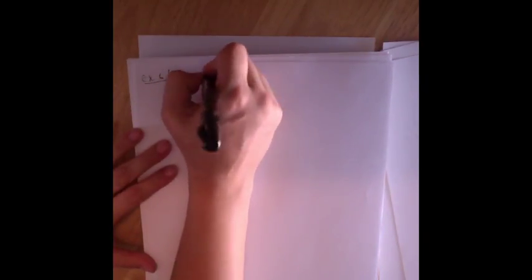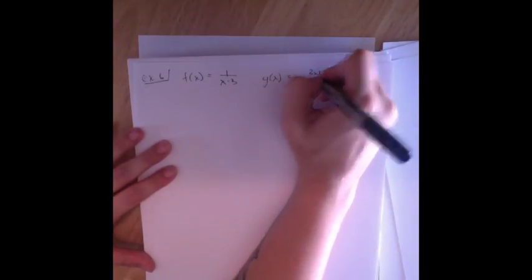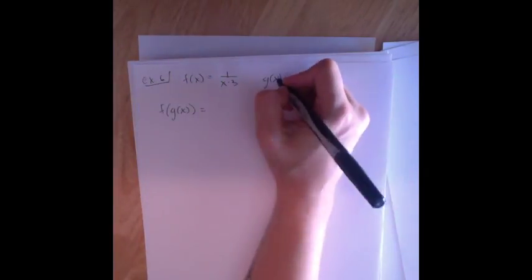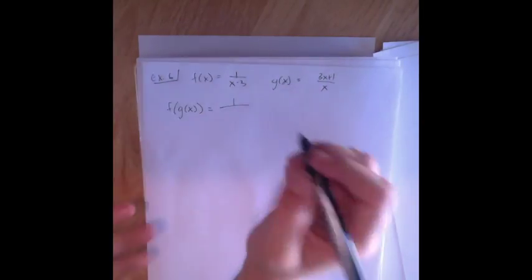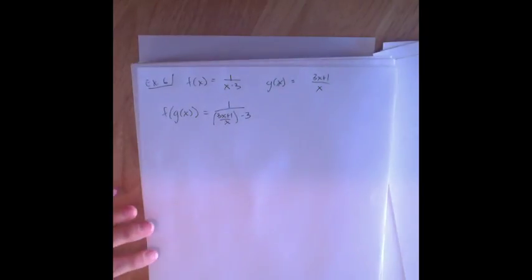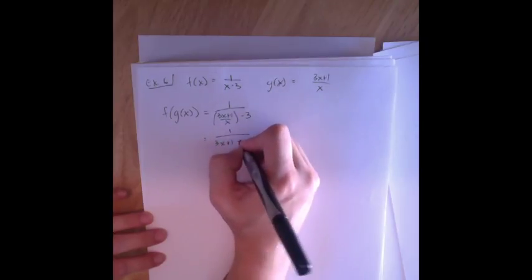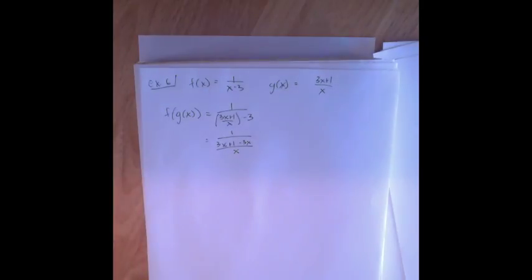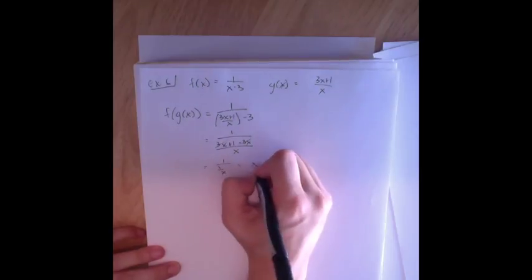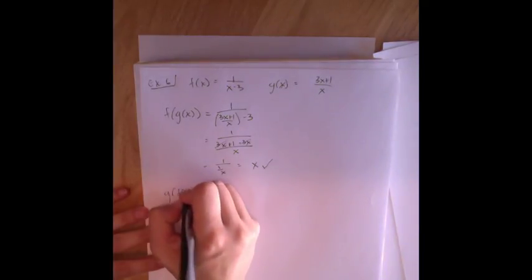All right, let's do another example. I want to show that f of x and g of x are inverses. So I first need to find f of g of x, meaning I'm going to plug in g of x into f. So I'll have 1 over, here I'll get 3x plus 1 over x minus 3. So I need to simplify. 1 over 3x plus 1 minus 3x all over x. Well, 3x minus 3x goes away. So I have 1 over 1 over x, which is just x. Yay!